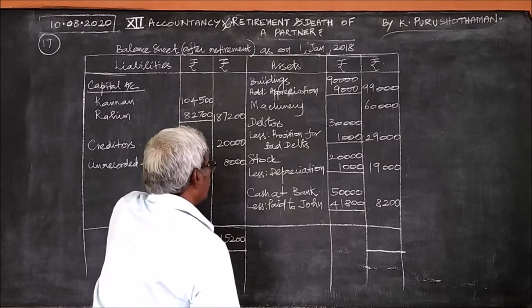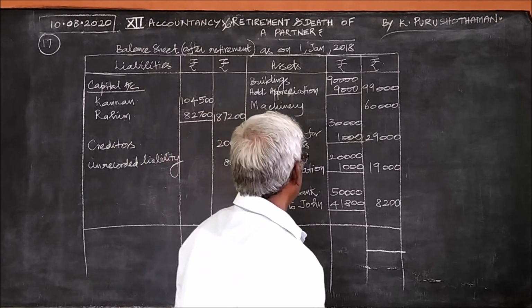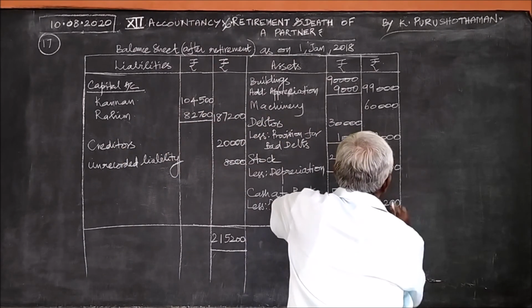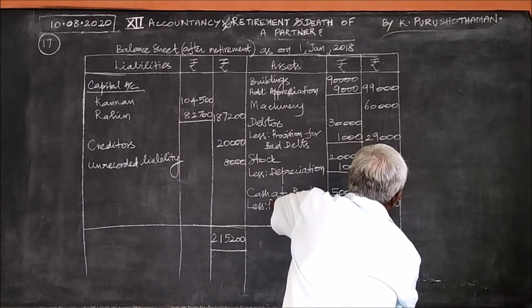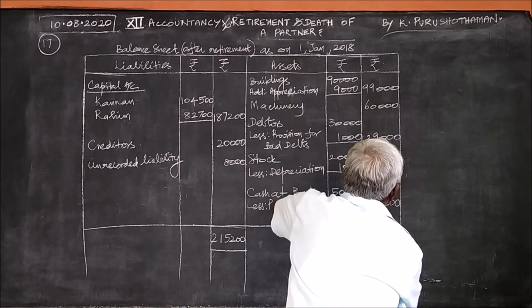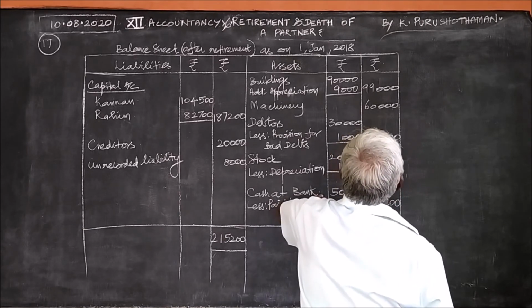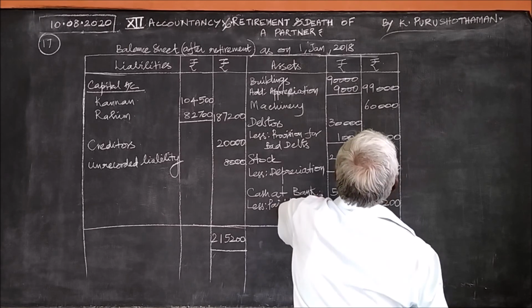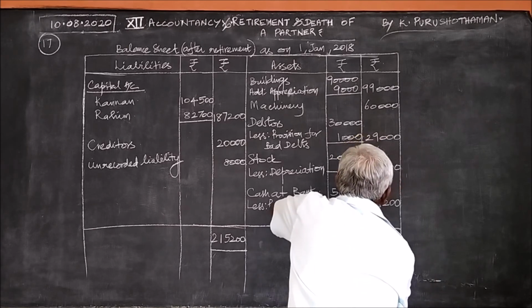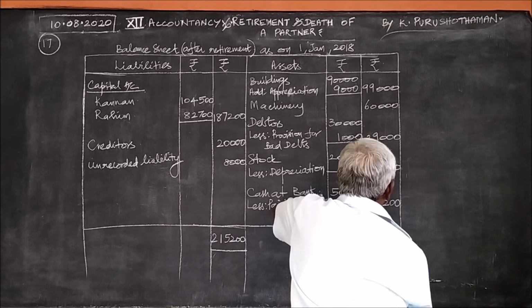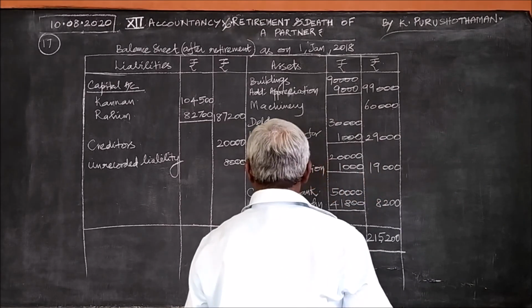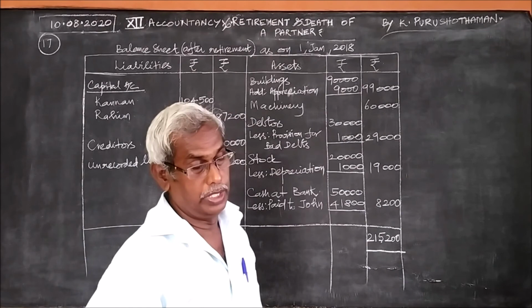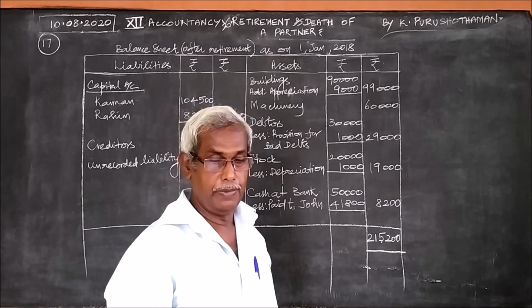Two lakhs 15,200. Here also we shall check. 2,15,200. It comes on both the sides.